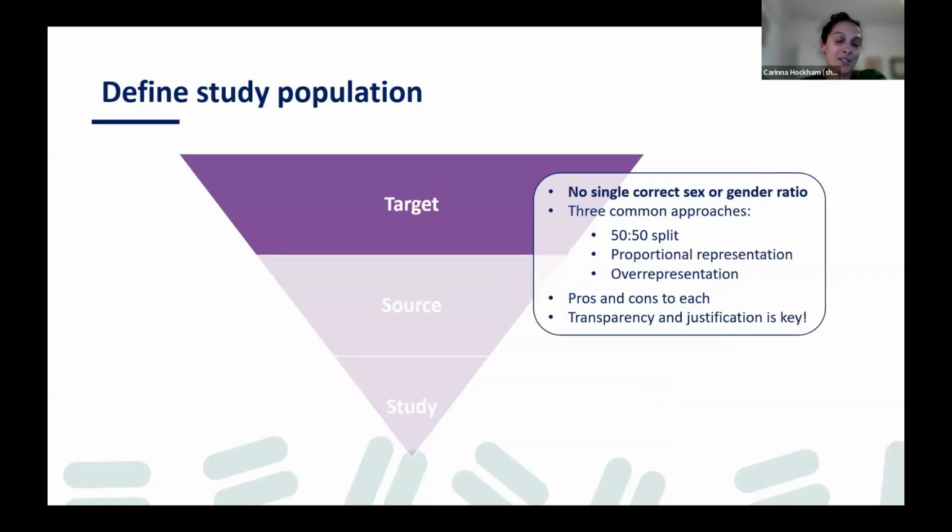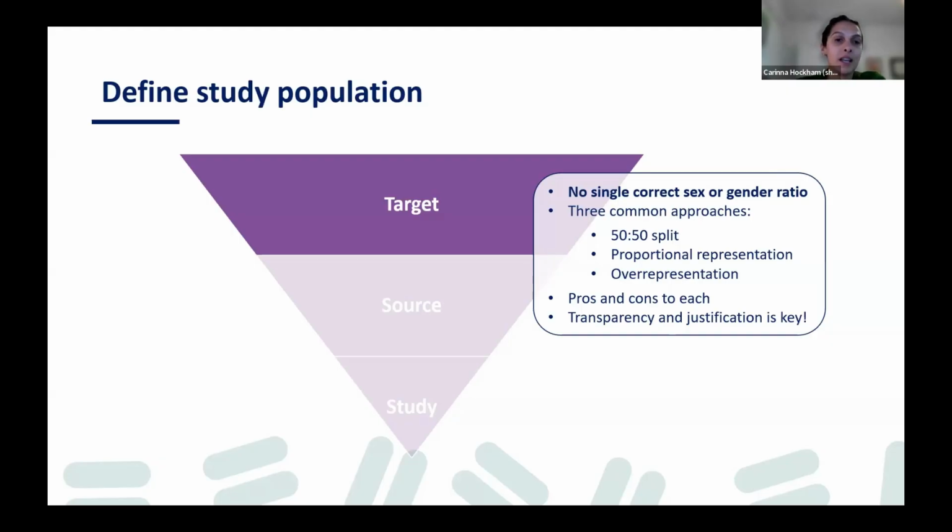When we talk about sex and gender in health and medical research, we often hear about the need for adequate representation. And of course, that's really important. But what counts as adequate really depends on your research question, your target population, and what you already know about them. And something that I really want to emphasize is that there is no single correct sex or gender ratio for you to strive for. Instead, there are a few different approaches that you can take when deciding on the target distribution of your study.